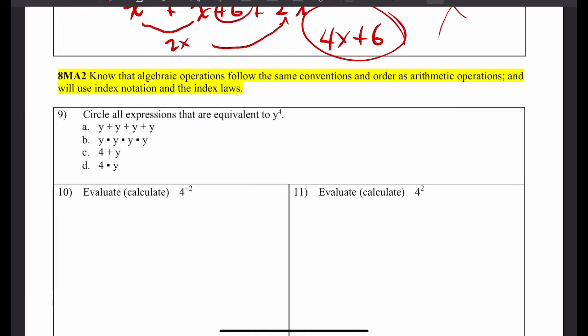Circle all expressions equivalent to y to the fourth. Now remember, y to the fourth, y is the base, which you multiply by itself the number of times the index says.